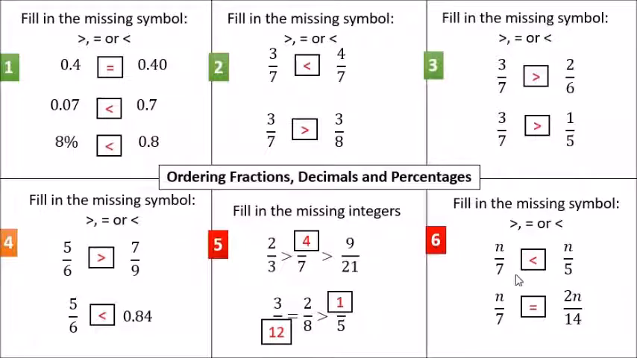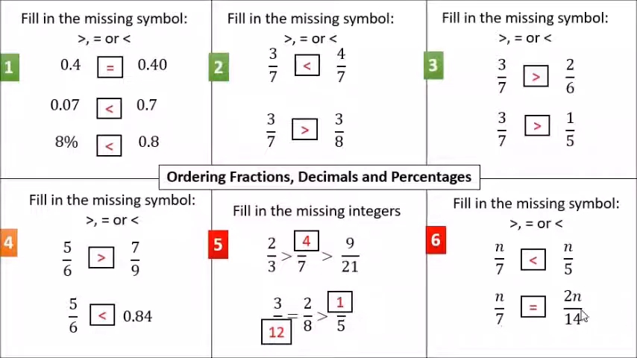For the final one, here we have the same number on the numerator. We've just got it as algebra this time, but we have sevenths and fifths. Now sevenths is split into smaller pieces than fifths, and we could try it with any number we want. 10 divided by 7 is less than 10 divided by 5. It makes a lot of sense.